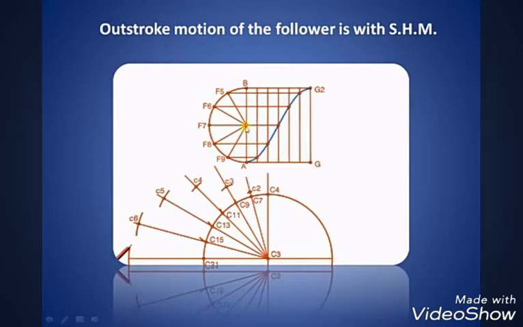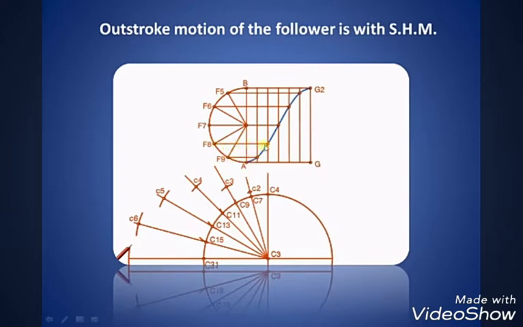Then by taking the y-axis as the lift or stroke of the follower, and taking that lift or stroke of the follower as a diameter, we have drawn this semicircle, and this semicircle is divided into 6 equal parts as shown over here. Now divide this outstroke also into 6 parts. So this is the first line, then second, third, fourth, fifth and sixth line, and project these particular points on the first line.